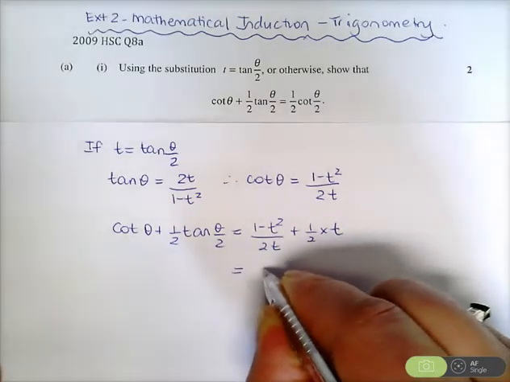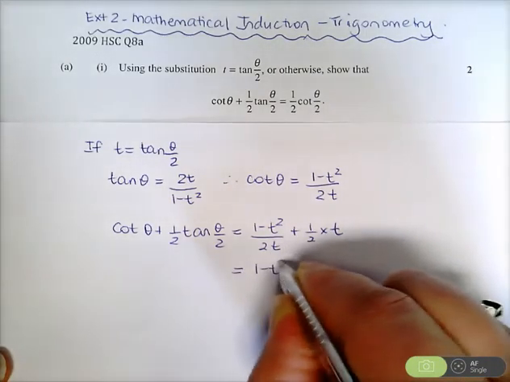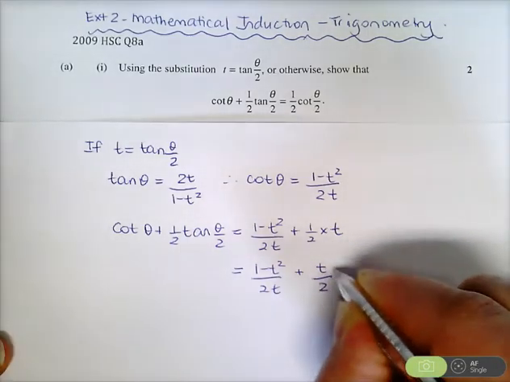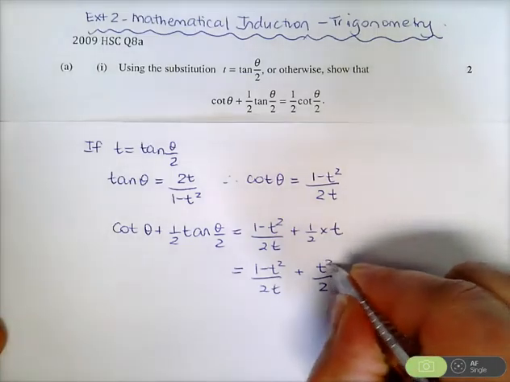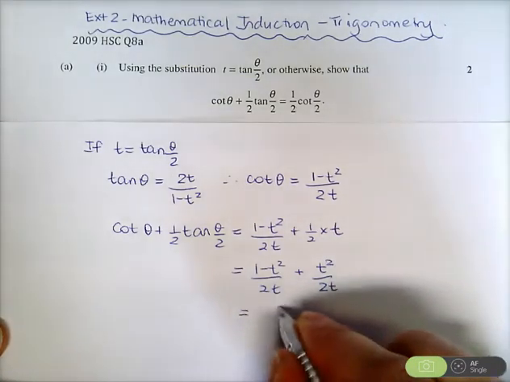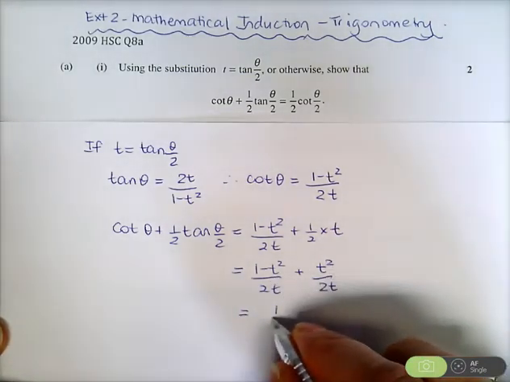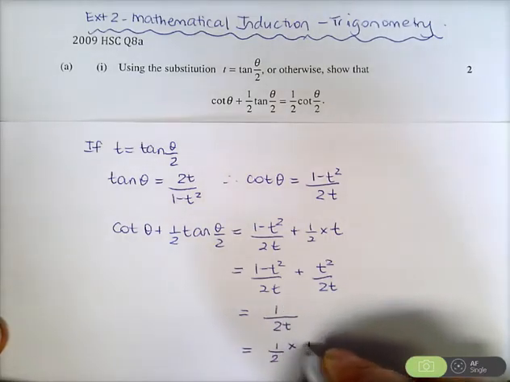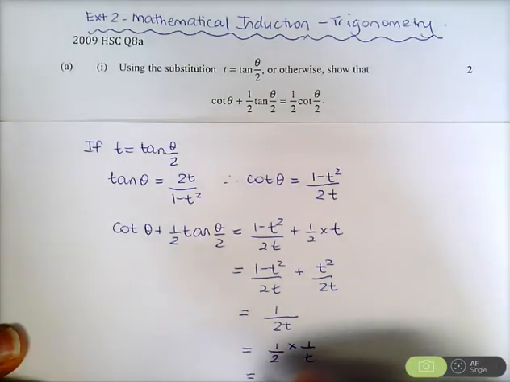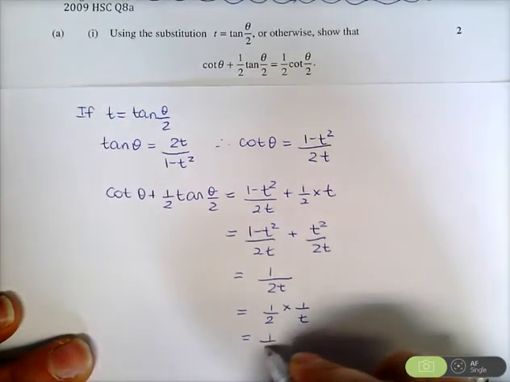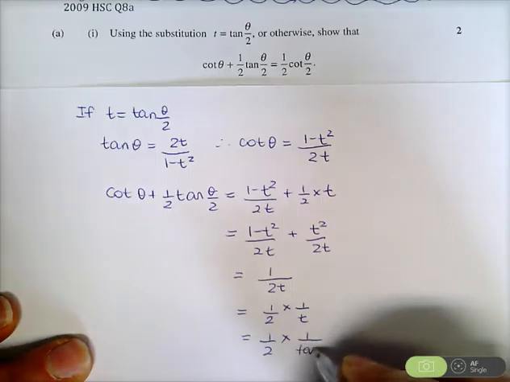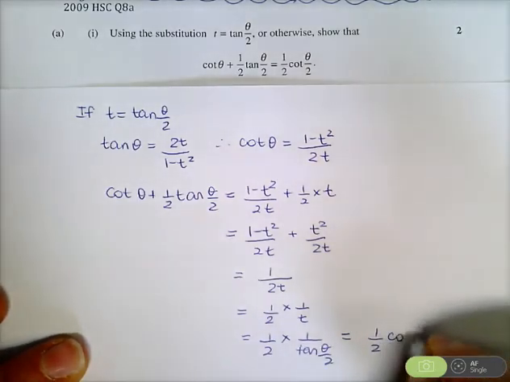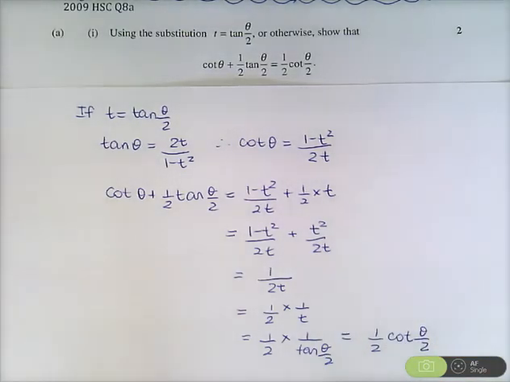So if we make a common denominator, that's 1 minus t squared over 2t plus, at the moment we've got t over 2, so multiplying numerator and denominator by t, we've got t squared over 2t, which is 1 minus t squared plus t squared, which is just 1 over 2t, which is 1 half times 1 over t, which is 1 half times 1 over tan theta on 2, which is 1 half times cot theta on 2. Part of the question is done.